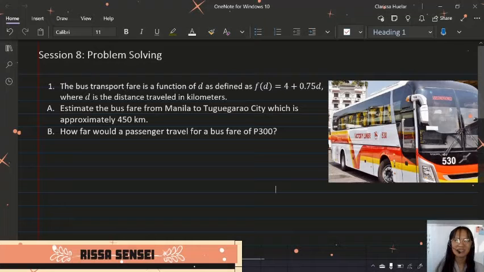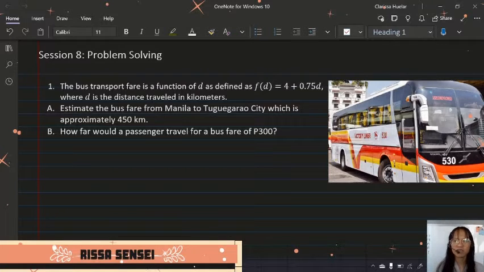We are now in session 8, so it's all about problem solving involving linear functions. And for this video, I will just discuss two problems. Number 1, the bus transport.